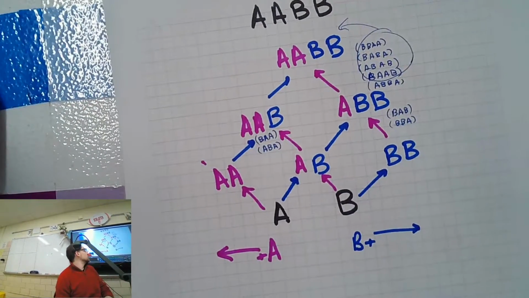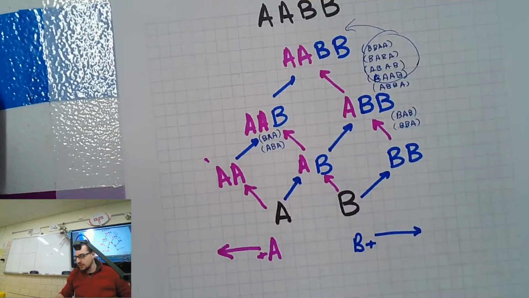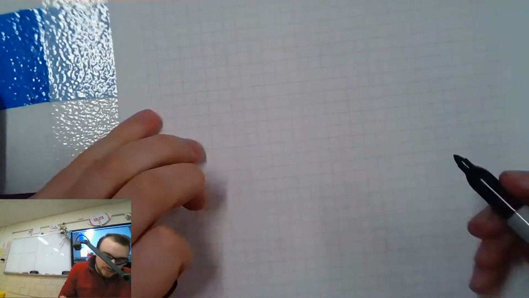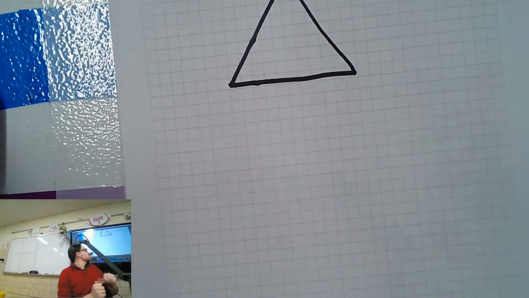The reason I'm showing you this is because what I want you to do now with this concept and this way of solving it, for your warm-up, I want you to do this. 100 points to Gryffindor if you can name that shape. This one? Name that shape.